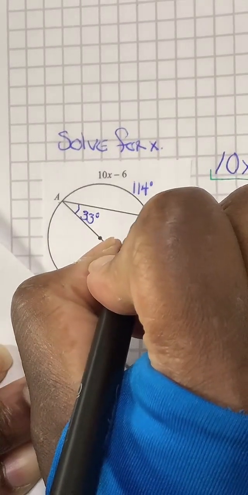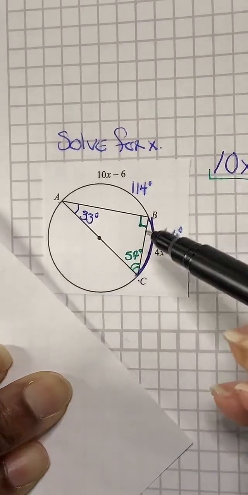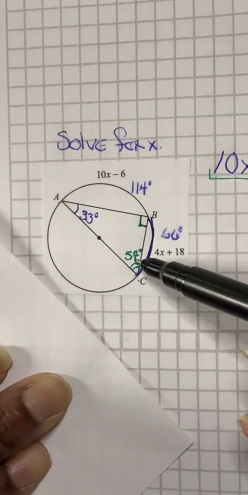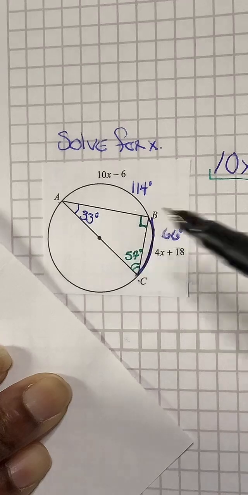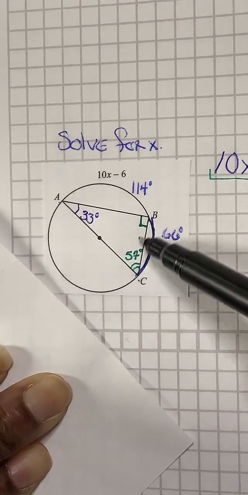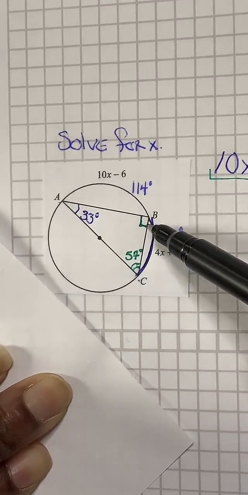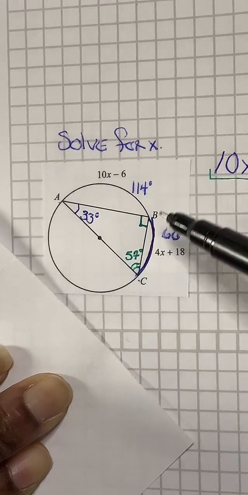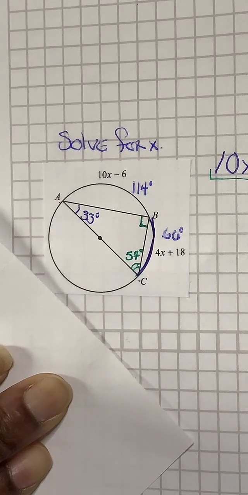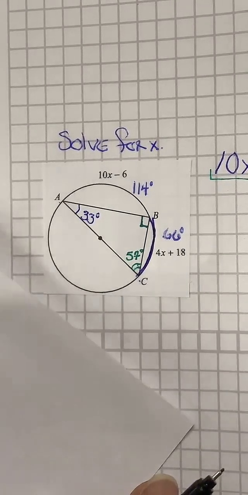I know it looks like a 90-degree angle, but if you take your 57 plus your 33, that gives you 90. The sum of the interior angles of a triangle always equals 180. So 180 minus 90 gives you 90. So I'm just going to put my little box right there.